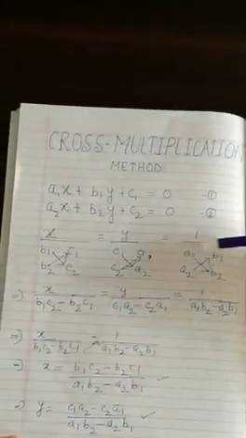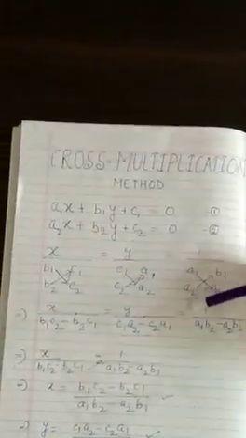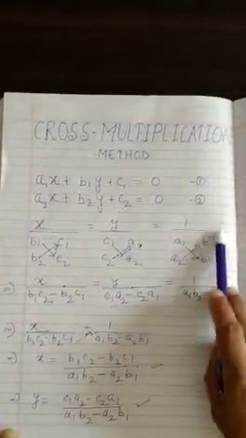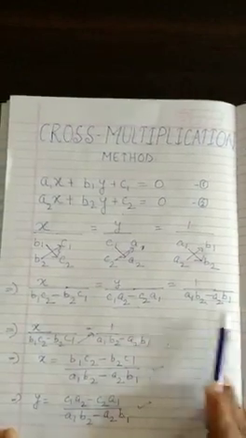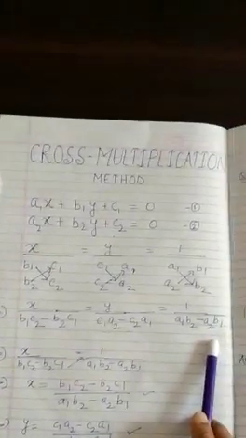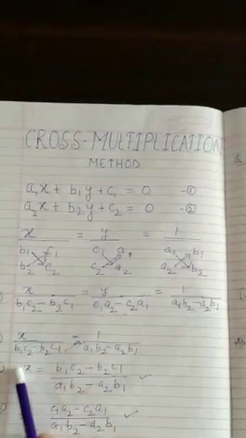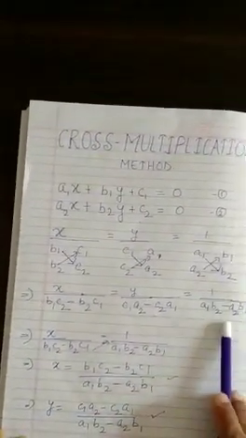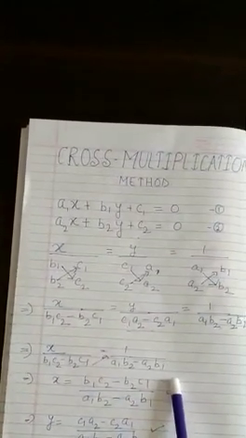Then 1 upon, for this term also, first downward and then upward cross multiplication. So we have written a1 b2 minus a2 b1. Now in the next step we have to compare. As you can see, this part is a pure constant. So we compare x upon b1 c2 minus b2 c1 with this constant term, 1 upon a1 b2 minus a2 b1.